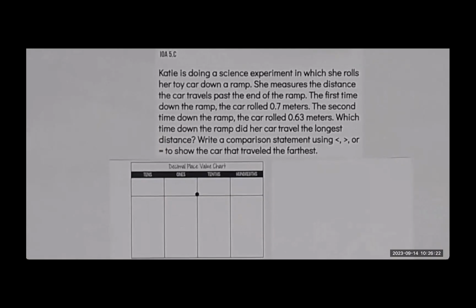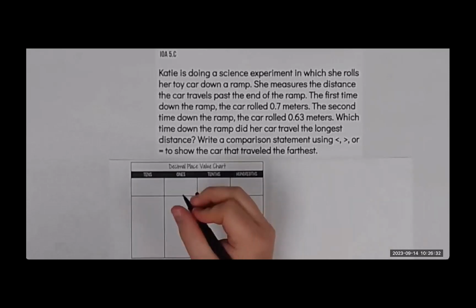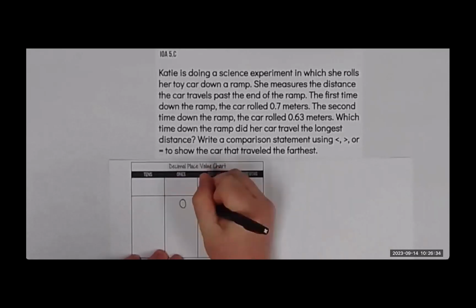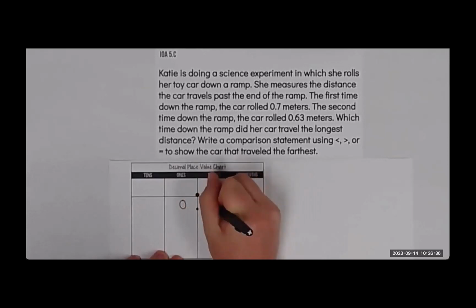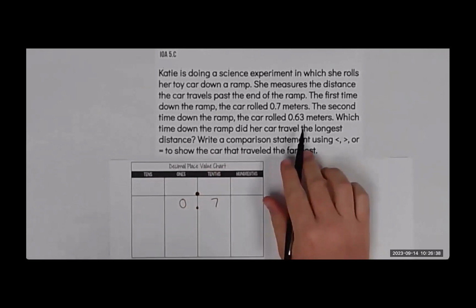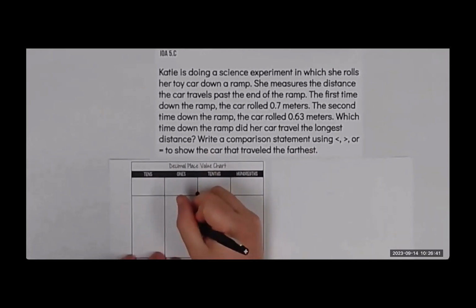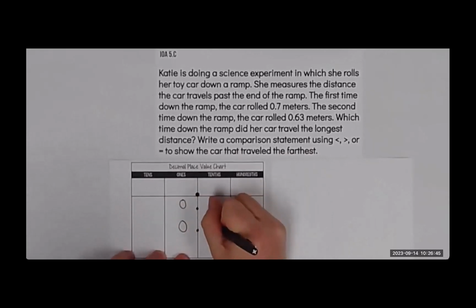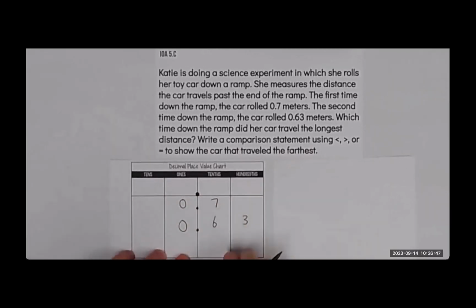Lastly, I'm going to model using a decimal place value chart to compare. So on my decimal place value chart, I'm going to write down the distances the cars traveled down the ramp. The first car traveled 7 tenths, and the second traveled 63 hundredths. So I can write these on my decimal place value chart as 0.7 and 0.63.